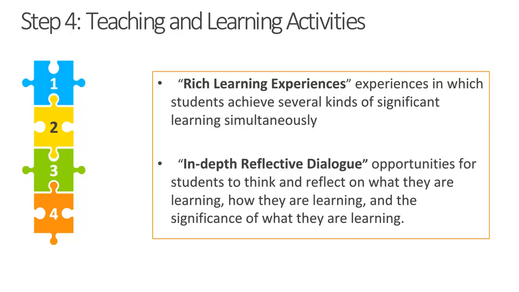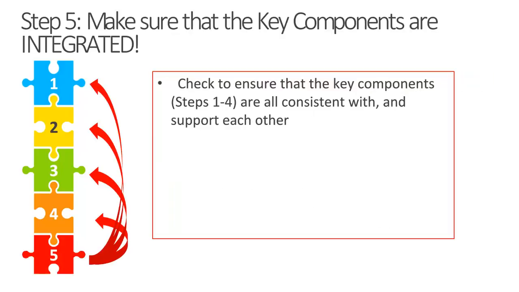Another suggestion is to assemble these activities into an effective instructional strategy, like an interdependent sequence of learning activities and a coherent course structure. Step 5. Make sure that the key components are all integrated. Check to ensure that the key components, which are steps 1 through 4, are all consistent with and support each other.